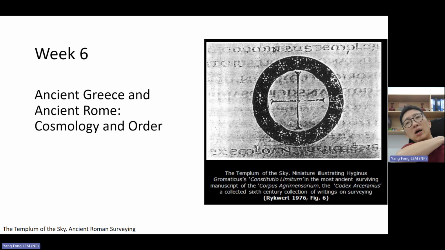All right, week six, we'll be going west to ancient Greece and ancient Rome, dealing with cosmology and order. It will be very interesting because in the weeks prior you are looking at Asia, then when you go west, you find that actually the perspective is very different.